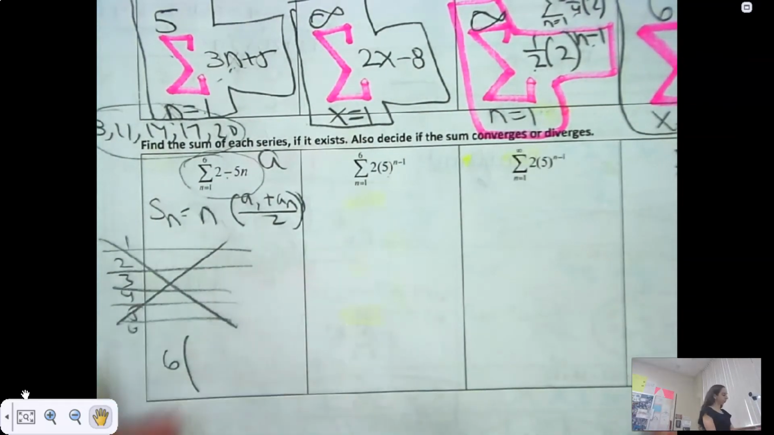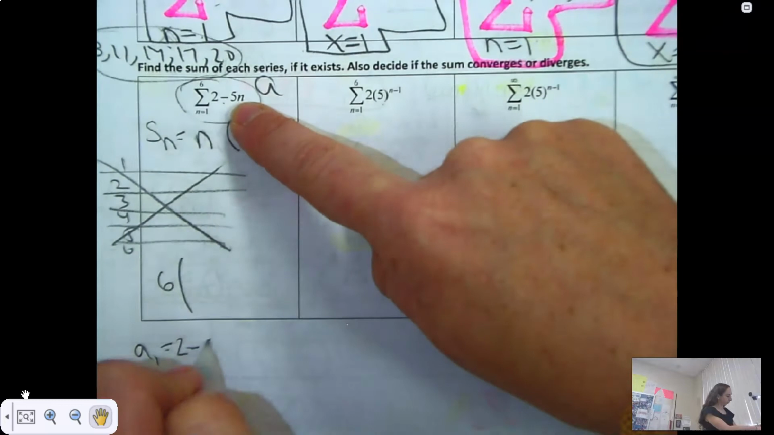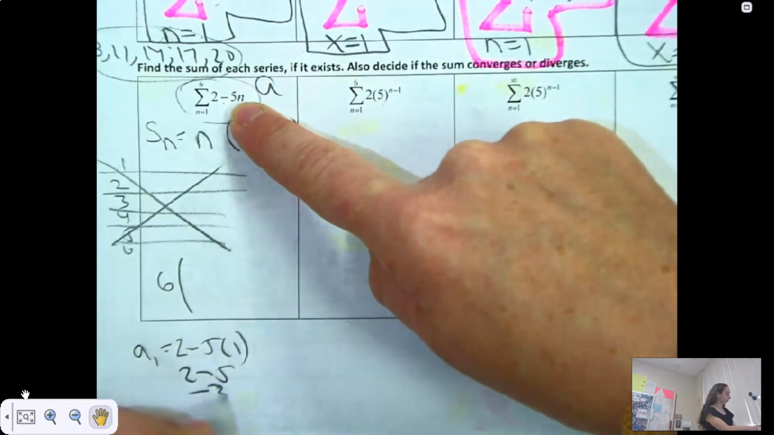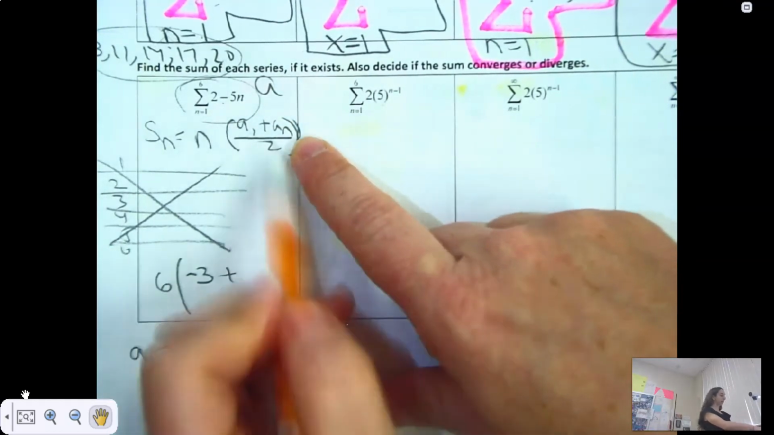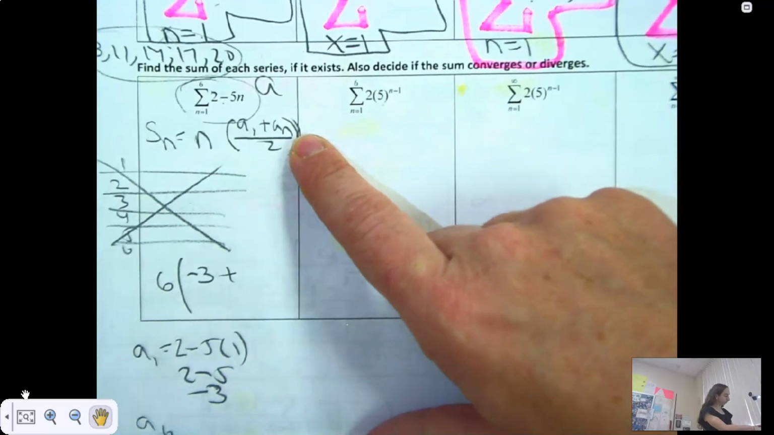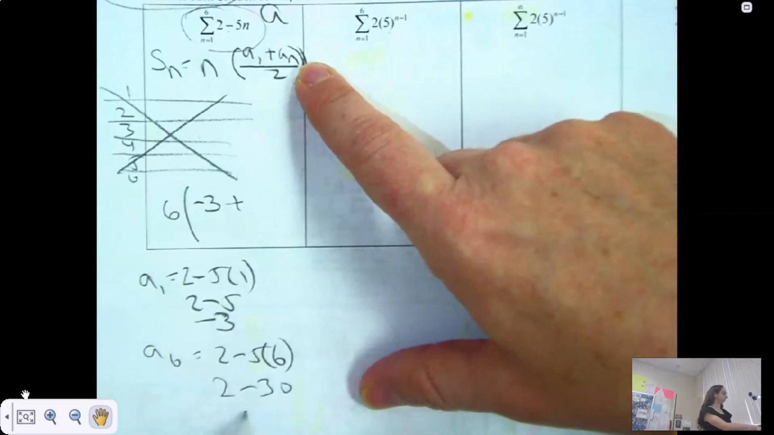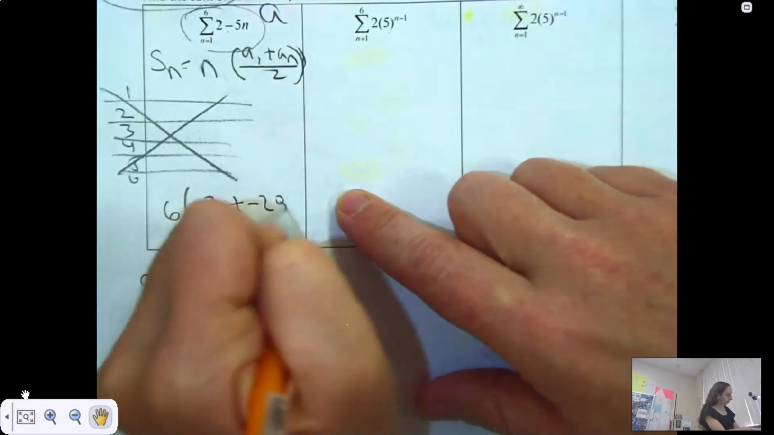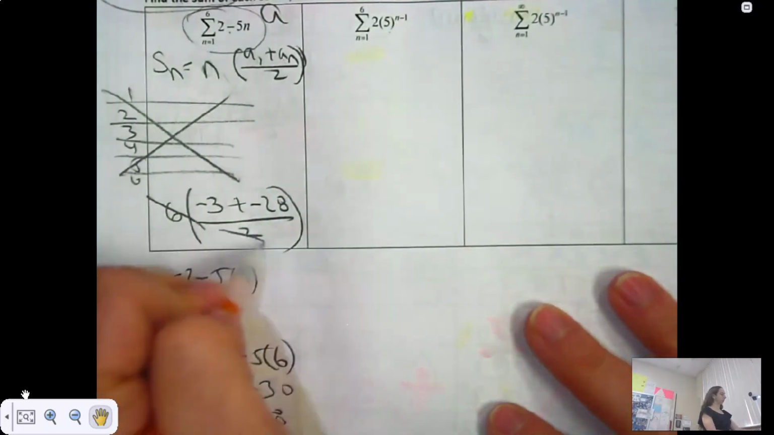Now, how am I going to get the first term? I'm going to plug in 1. 2 minus 5 times 1, which is negative 3. Plus A sub N, which means I want the sixth number. So I plug in 6. Okay, hope I calculated that right. 6 divided by 2 is 3. Negative 31. Negative 93 is the sum of the first 6 numbers.